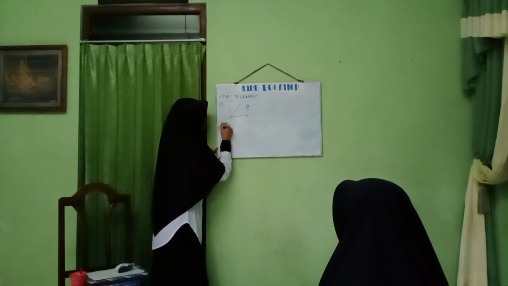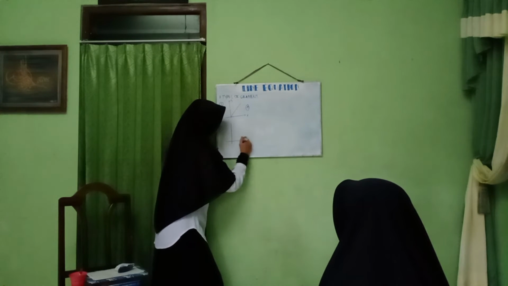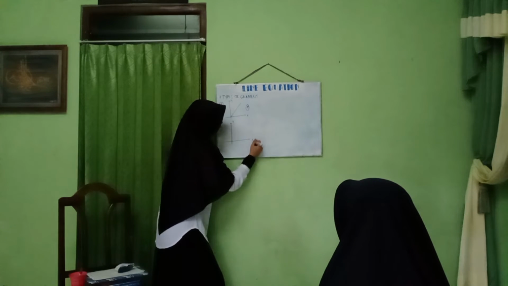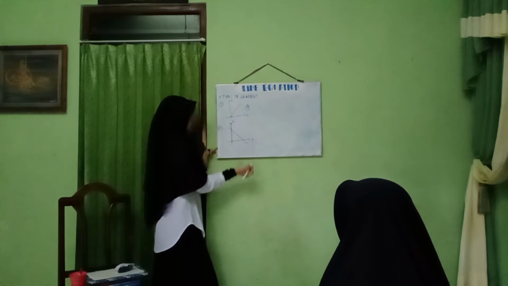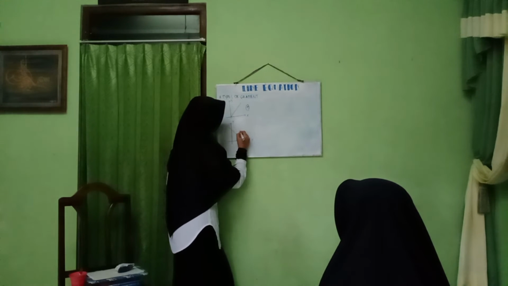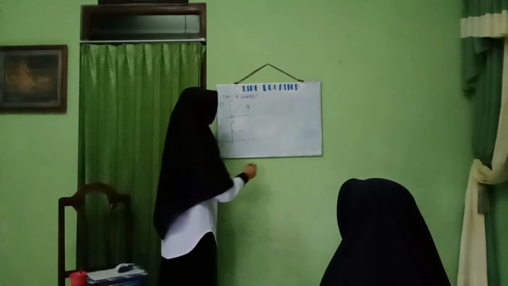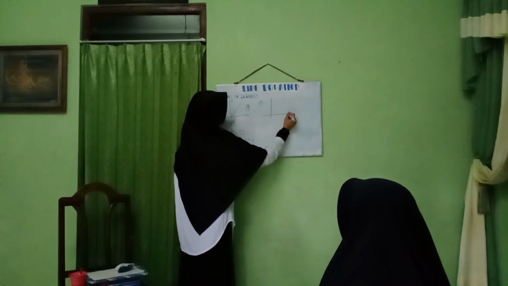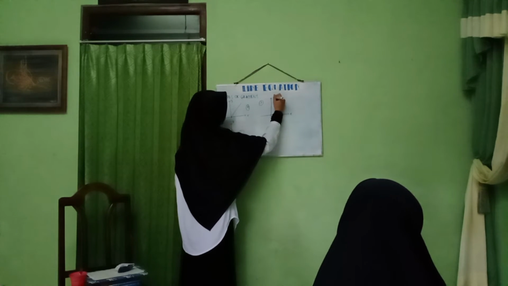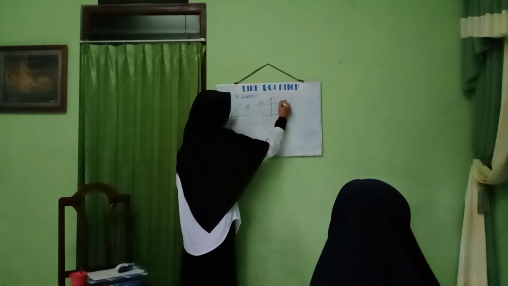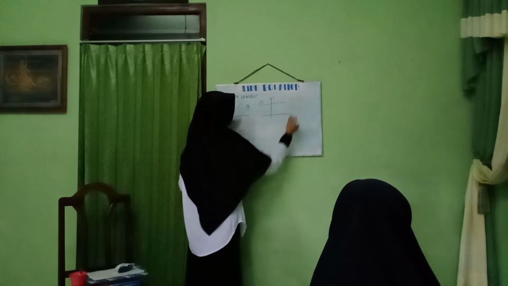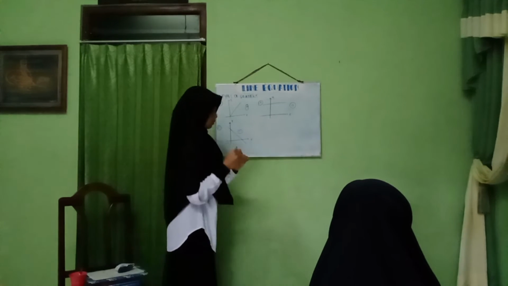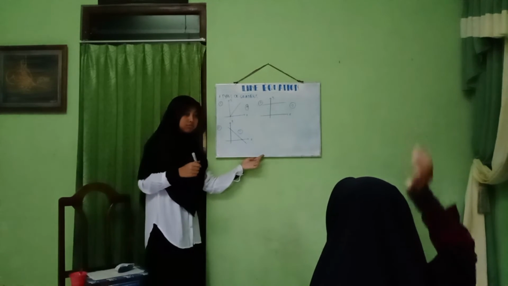The second one: this is y, this is x, and the line is like this. The gradient is negative. And the third, if we have a line like this, the gradient is 0. Any question about this? I'm sorry, ma'am.